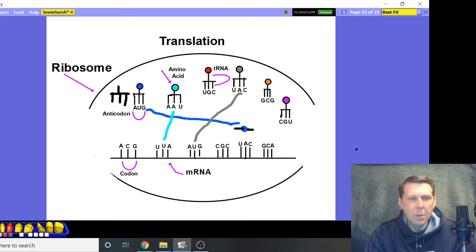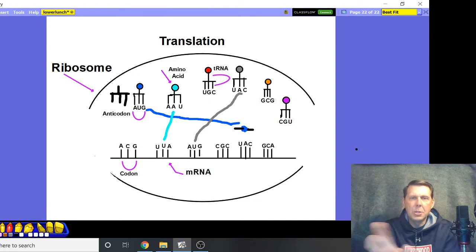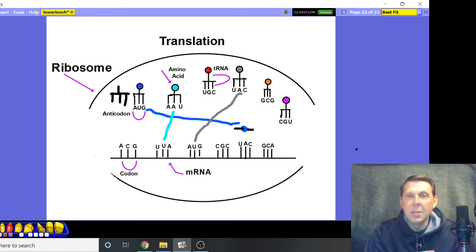All right, let's take a look at the orange one here. I only color coded these, they don't have colors. They're just different amino acids. Chemically, they're different. We use colors here. This is GCG, so we're looking for CGC. There it is. CGC. All right. And now CGU is the anticodon. So we're looking for GCA. And there it is. And that is the purple one.